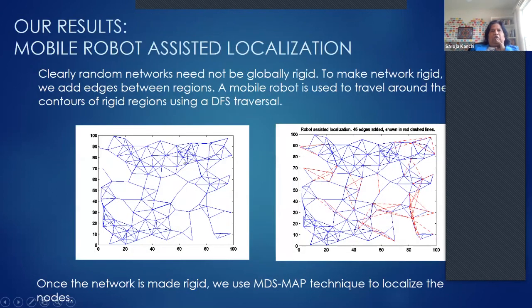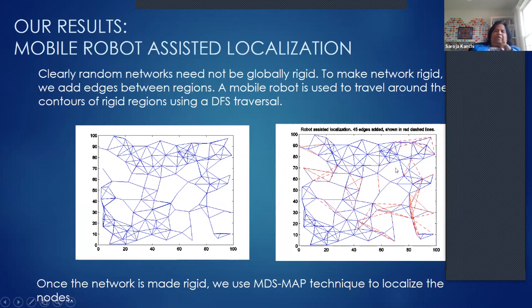Finally, I wanted to just show the assisted localization technique which we used. We knew that we wanted a globally rigid graph, but if the random graph was not globally rigid, we asked, can we add some of these edges? Of course, they are not within the radio range, so they are not able to communicate with each other. So we send a mobile robot, and as it moves, it gives 3 different distances to each node that needs additional edges. And using a very minimal number of edges, we were able to make the graph rigid.